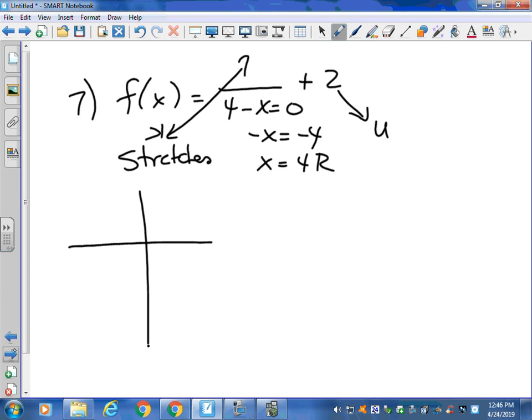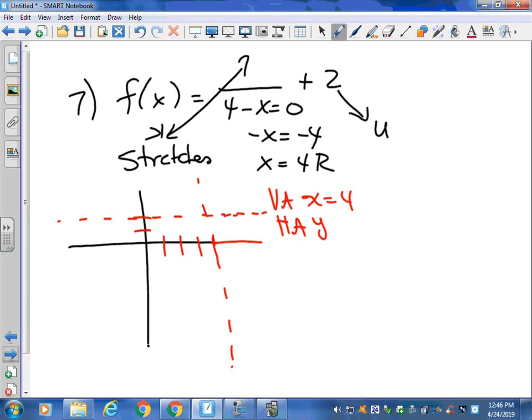So now, if I move my vertical asymptote, where did it move to? How much did x change? To 4. So your vertical asymptote is x equals 4. All right. Then that up 2 must be moving my horizontal asymptote up 2. Y equals 2. So those two numbers about up, down, left, right tell you what it did.